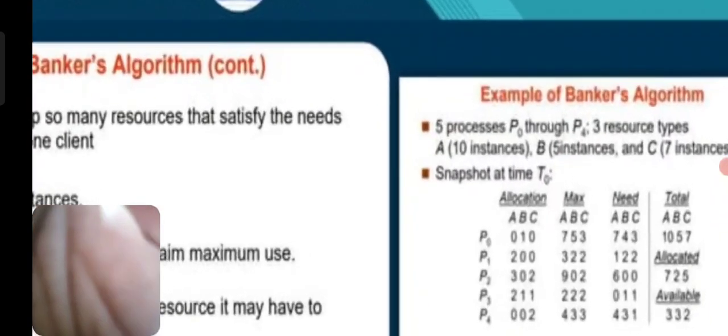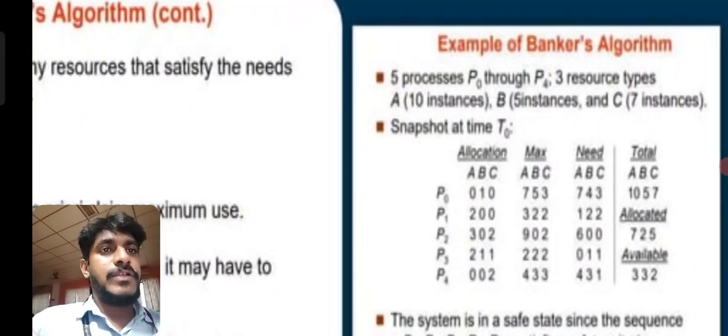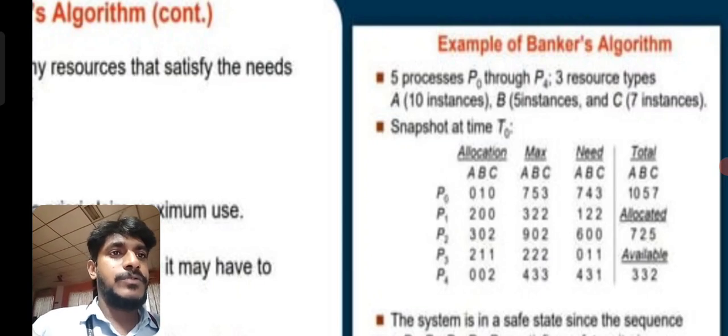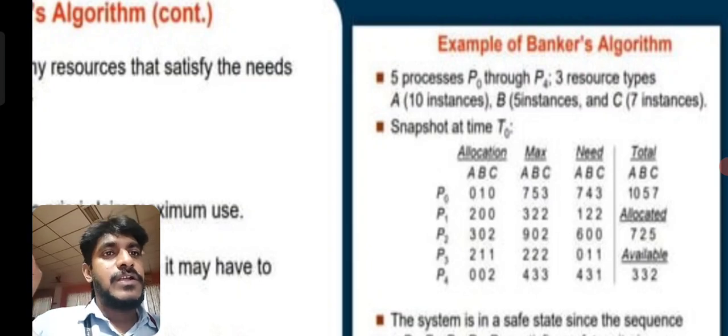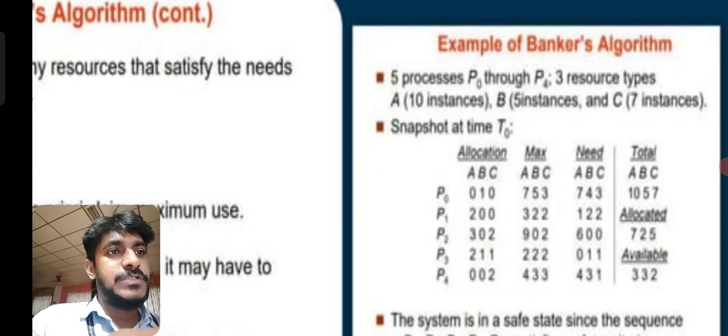For example, here we have the banker's algorithm with five processes, P0 through P4, and three resource types: A has 10 instances, B has 5 instances, C has 7 instances. This is a snapshot at time T0. We have the allocation for P0, P1, P2, P3, P4, with columns for allocation ABC, maximum ABC, and need ABC. Total ABC is 10, 5, 7, allocated 7, 2, 5.